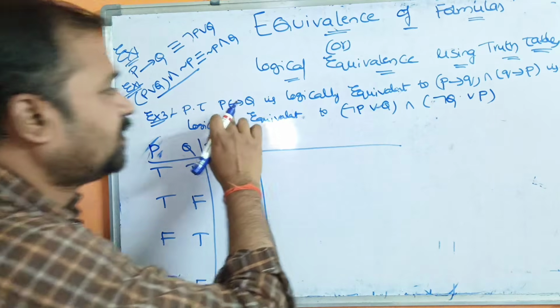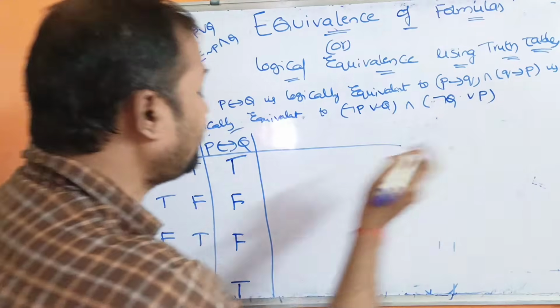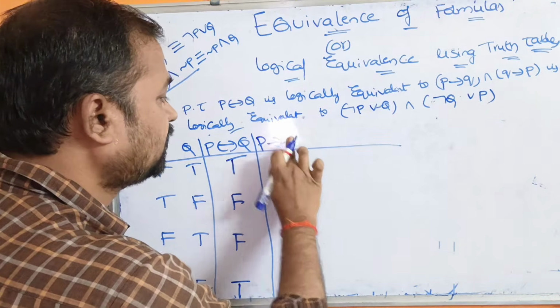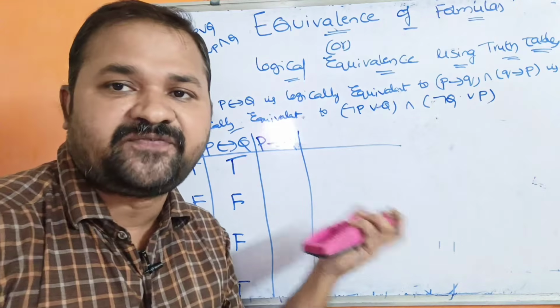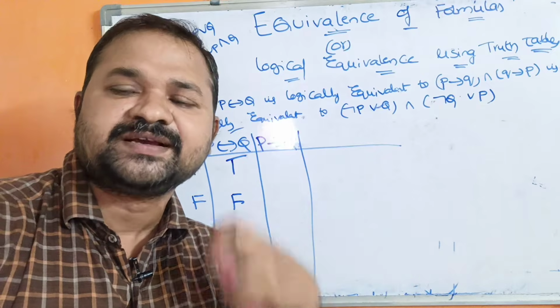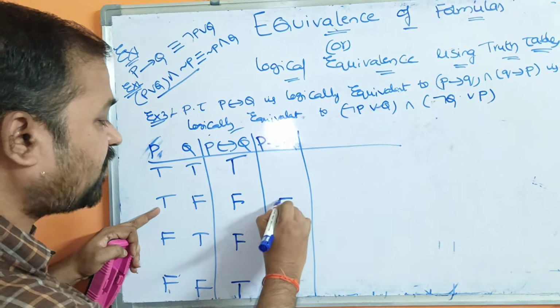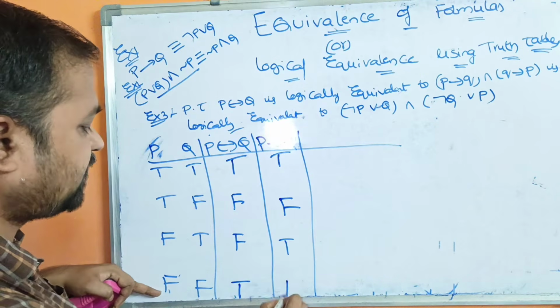Okay, we have to prove that this is logically equivalent to P implies Q and Q implies P. So first let us calculate P implies Q. What does P implies Q mean? If the first is true and the second is false, the result is false, otherwise the result is true. So true false means false, true true true, false true true, false false true.